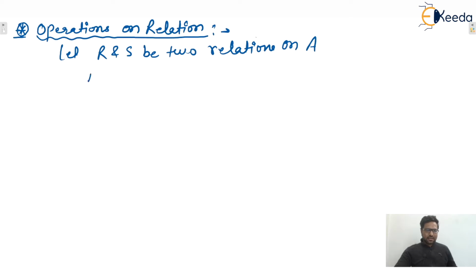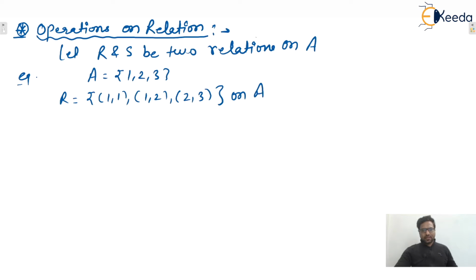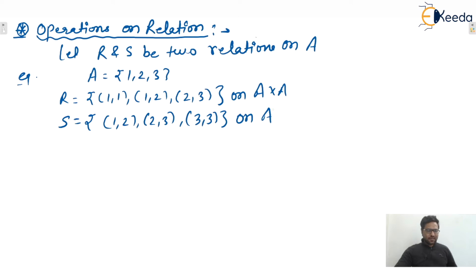Here a set A is given, that is {1, 2, 3}. Let us consider one example. Relation R is, let's say, (1,1), (1,2), (2,3) on A cross A. Now let's say the next relation S is given as (1,2), (2,3), (3,3), on A cross A, same thing. Then different set operations, like union, intersection, complement, set difference, symmetric difference, all these we can do with relations also.